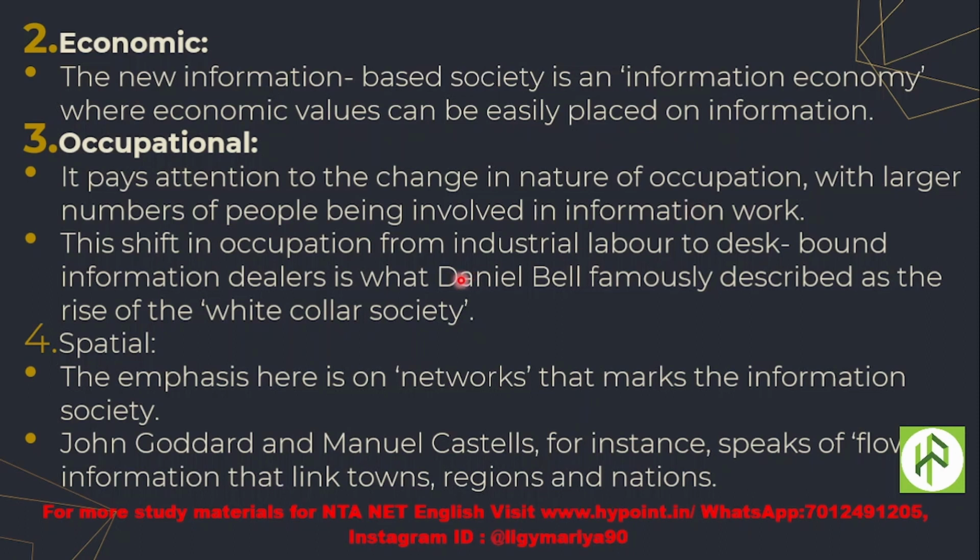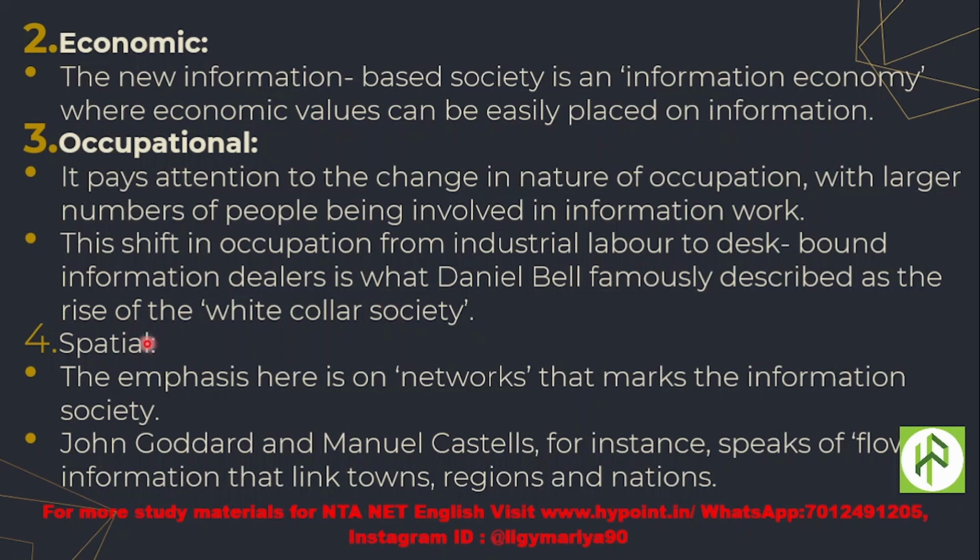This shift in occupation from industrial labor to desk-bound information dealers is what Daniel Bell famously described as the rise of the white-collar society. This is quite a famous phrase, white-collar society, where people are no longer interested in industrial labor or being a farmer. More than that, they want to have information and data. They want desk-bound jobs, and all those kinds of jobs are collectively described as the white-collar society by Daniel Bell.